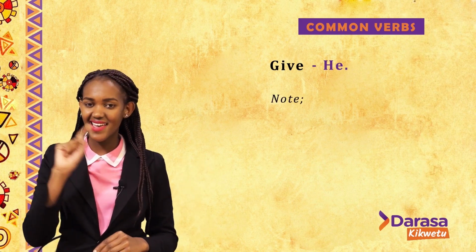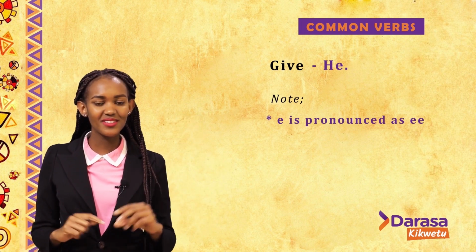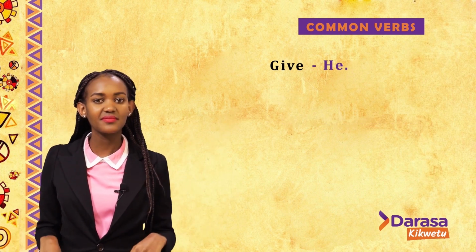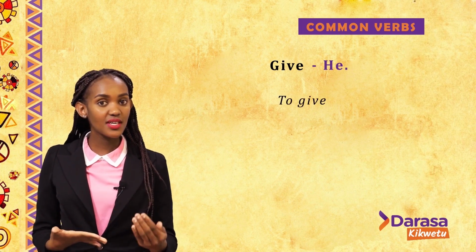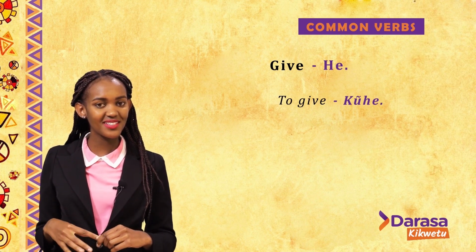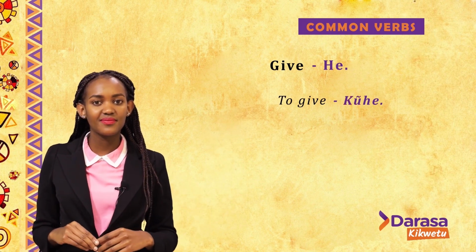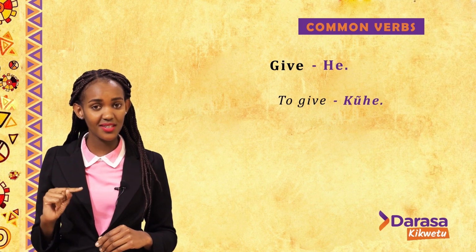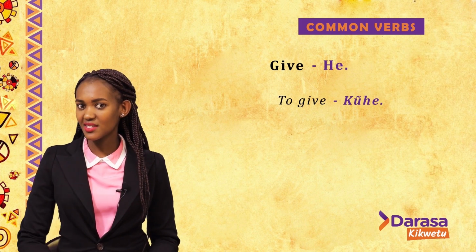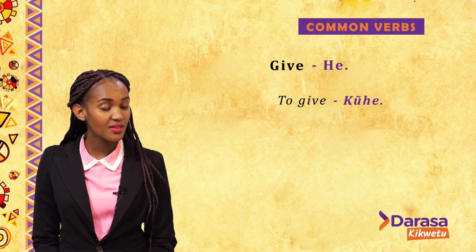Because we said e is e. The second vowel sound in Kikuyu is e. Yeah. So we say he. To give is kohe. This time we add what? K-O. Kuhe, to give. So let's say that together. Give is he. To give, kuhe.